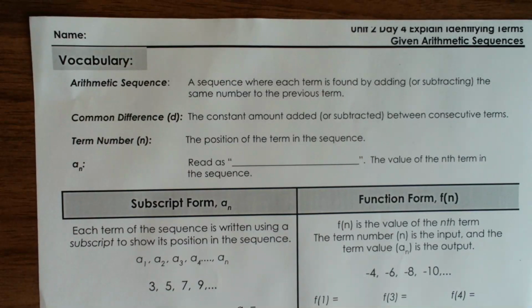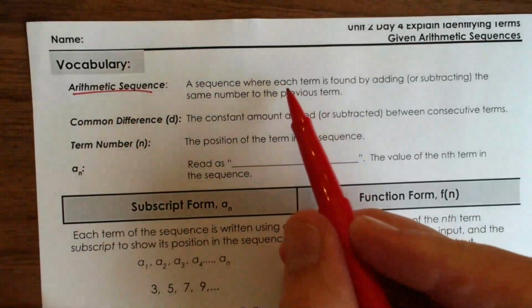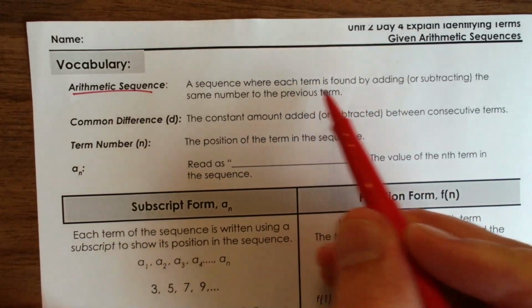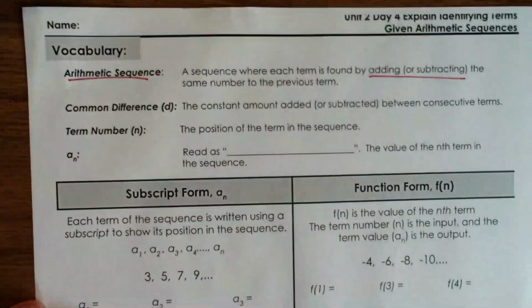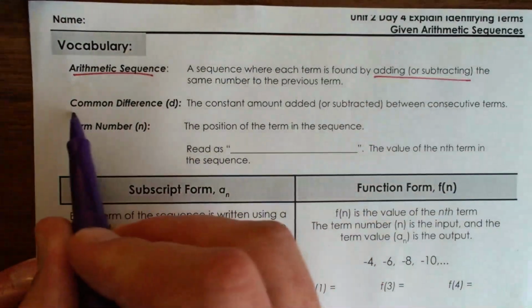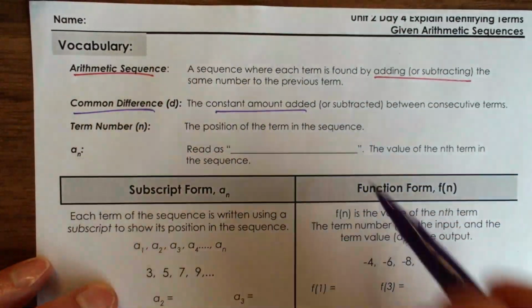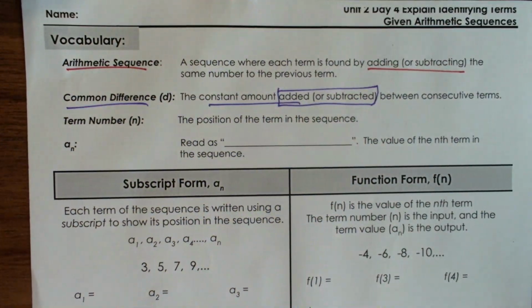Today we're covering the notes for arithmetic sequences. So first thing is that an arithmetic sequence is a sequence where each term can be found by adding or subtracting the same number to the previous term. The common difference piece is that consistent amount that is either added or subtracted between the consecutive terms.